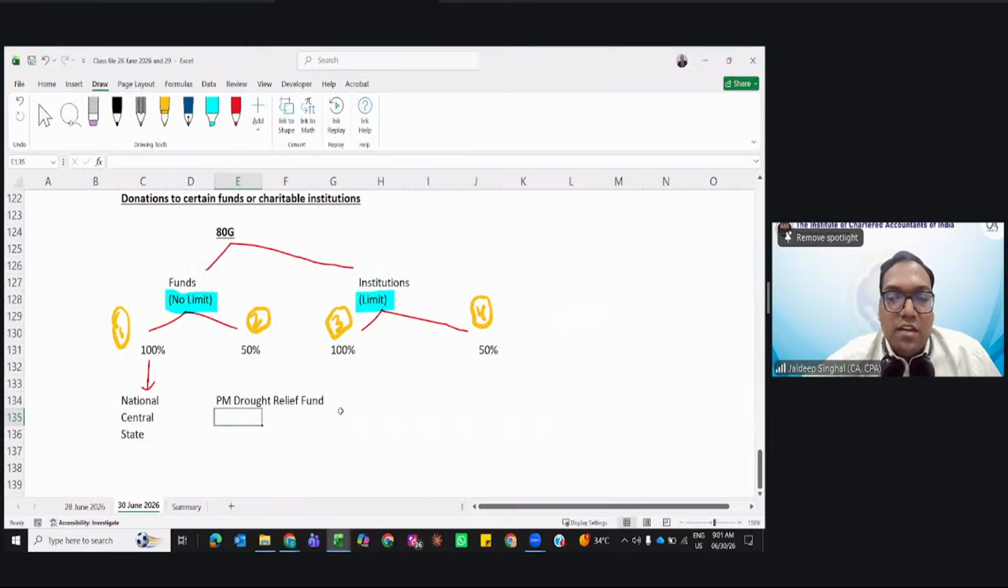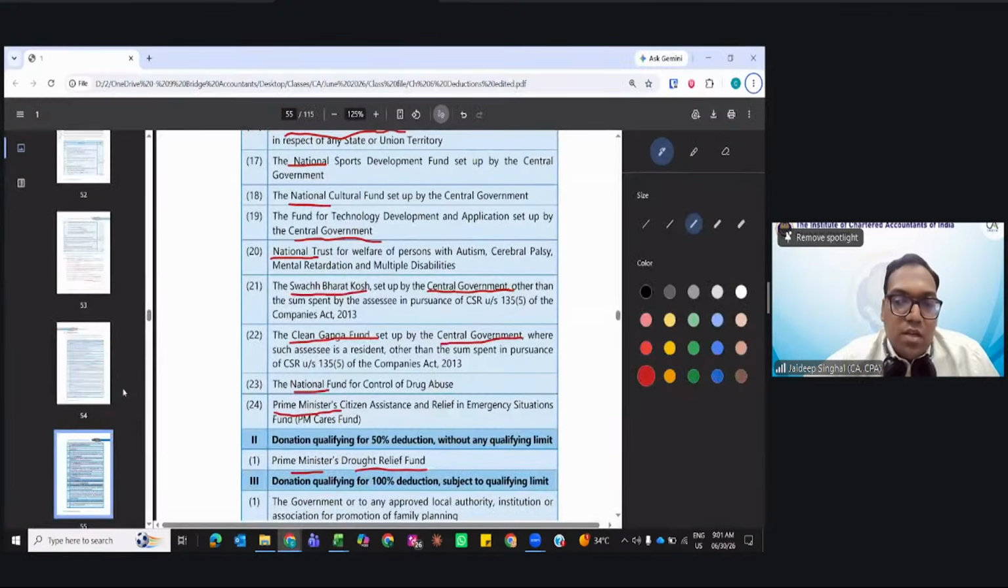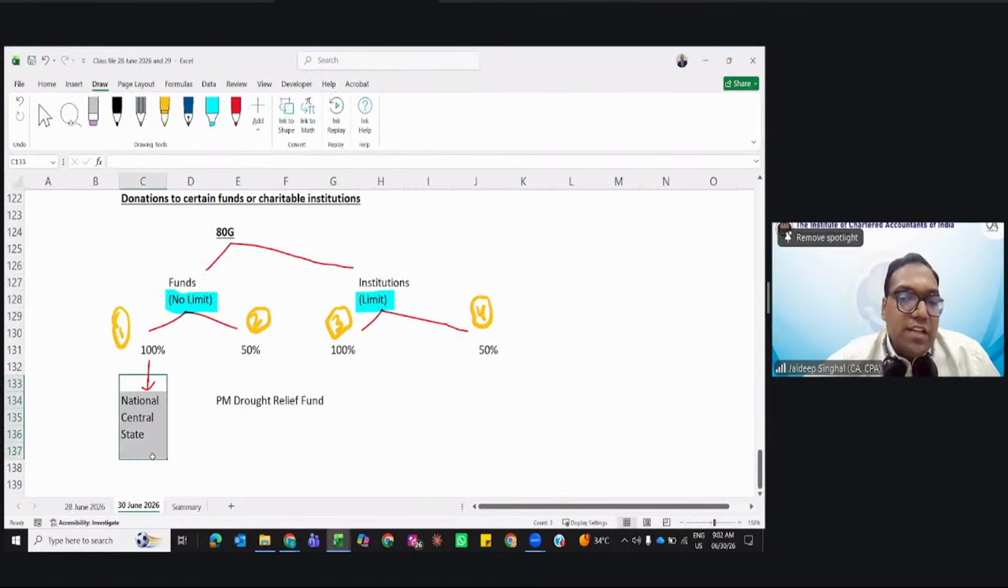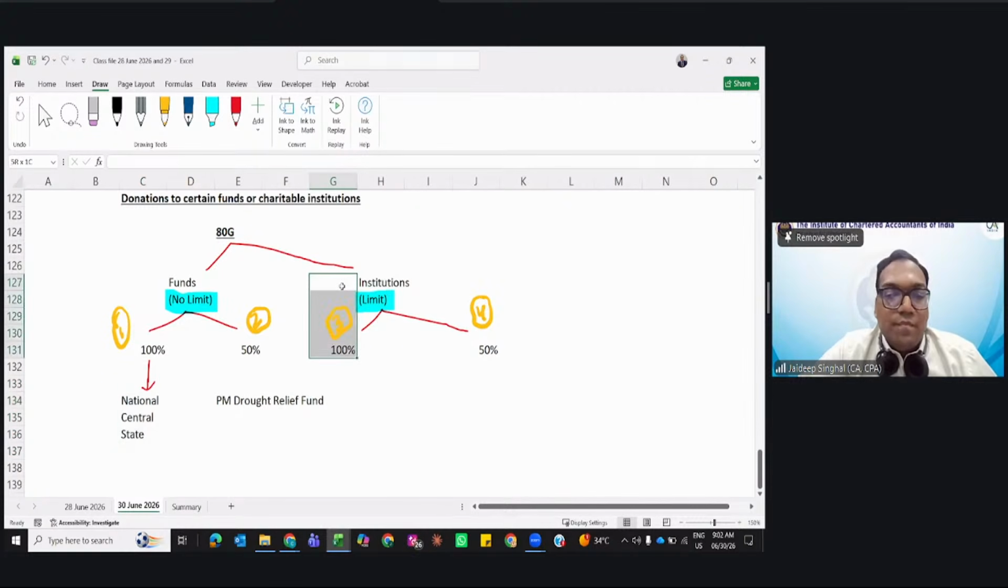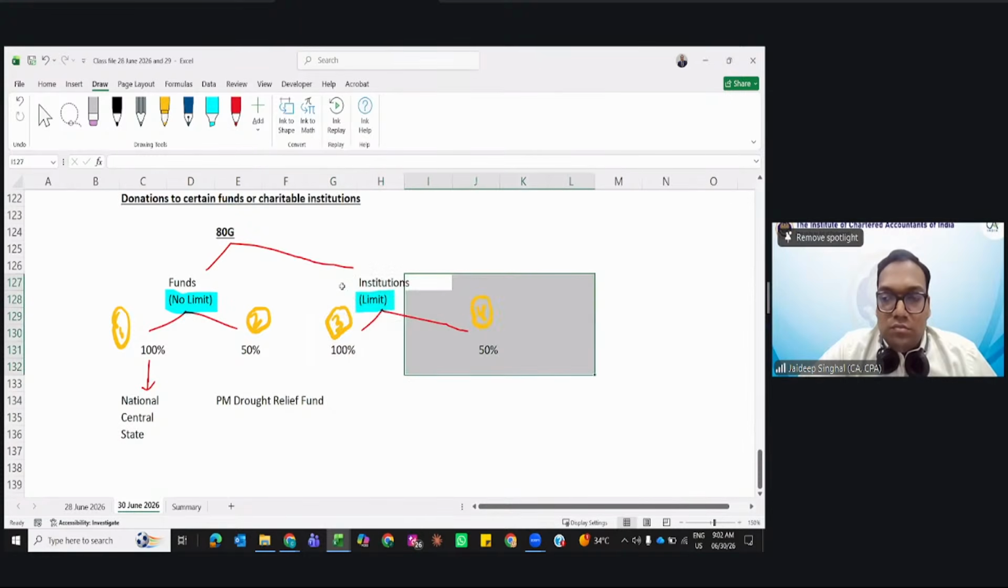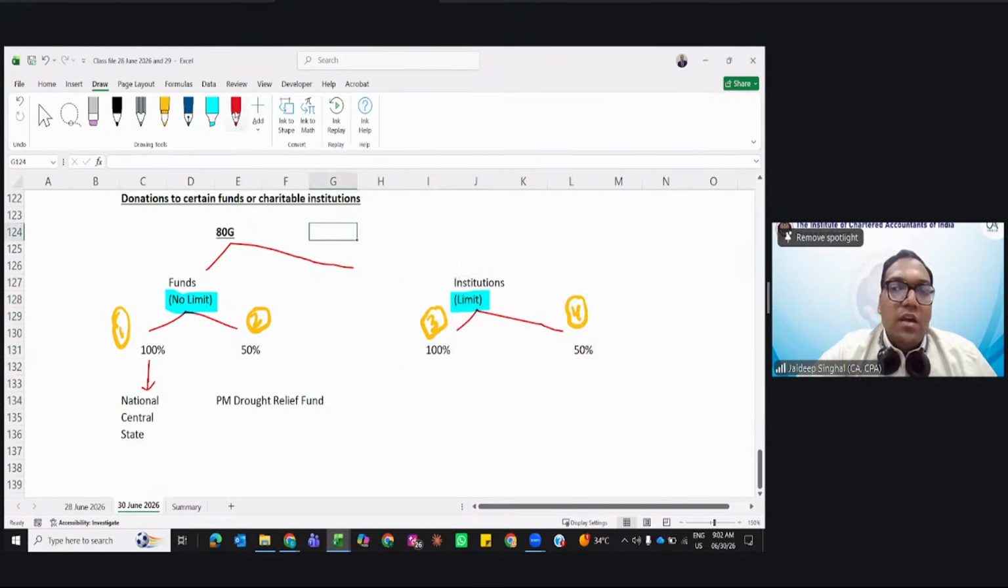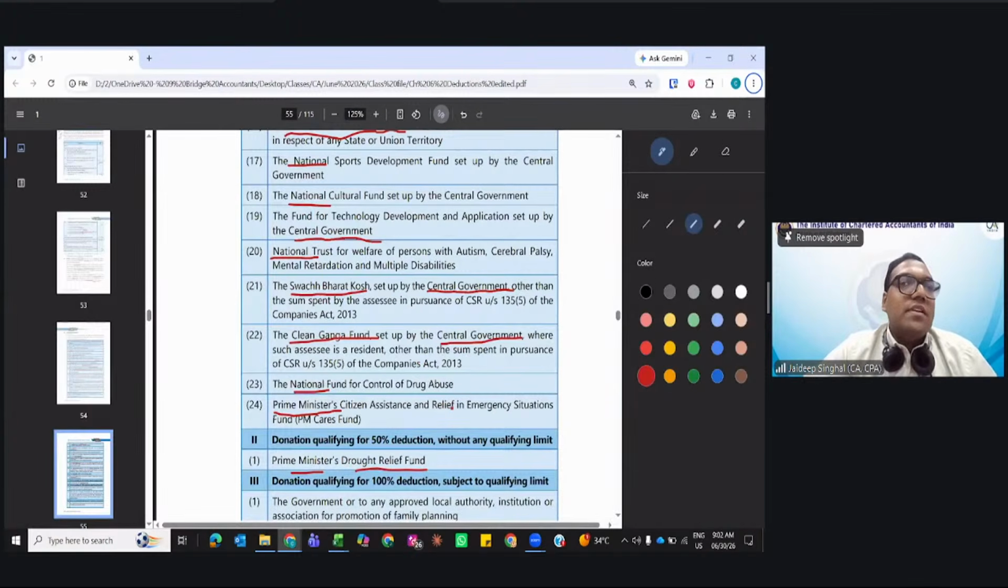So can you see, it is not practically possible to remember all 24 names. So it's better you remember that if it is a national, central or state fund, then it is 100%, except for one, that is the PM Drought Relief Fund, that is 50%. I hope it's clear till here. Are you with me till here, everyone? Right. That's why I've highlighted those names as well.